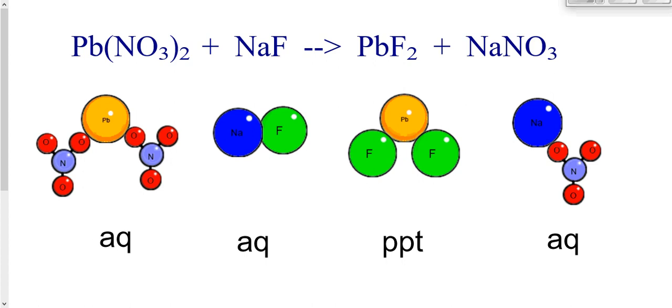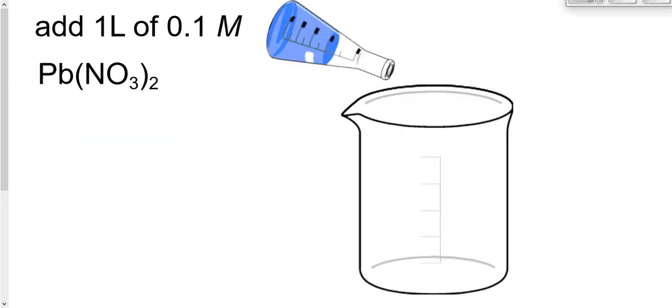In order for us to determine whether or not we have enough lead(II) fluoride to precipitate out, or whether there is so little in the water that the water can keep it dissolved, we're going to have to figure out how much lead ion is in our water, how much fluoride ion is in our solution, and then compare it to that maximum amount that we can get from the Ksp. Let's start by adding the lead nitrate into a container. The question said to add equal amounts, and so the simplest number we could use here will be 1 liter. We're going to add 1 liter of 0.1 molar lead nitrate into our beaker.